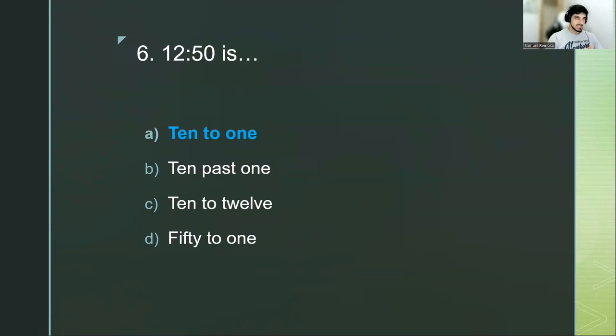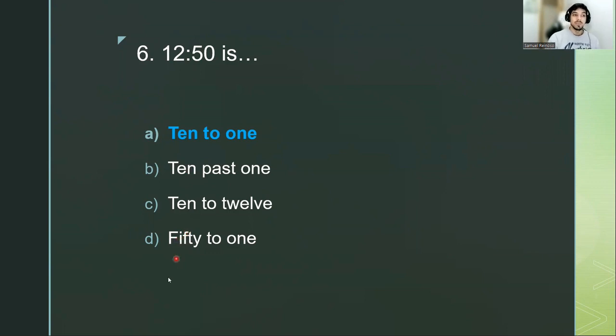Question number 6. So we get here 12:50. What is it? Ten to one, ten plus one, ten to twelve, or fifty to one. Okay, one important thing here. In English, we always start reading the time, the hour, by the minutes. We start with the minutes, always, okay? So we don't say it's twelve. We start here. So with the minutes. So then, why is not fifty correct?